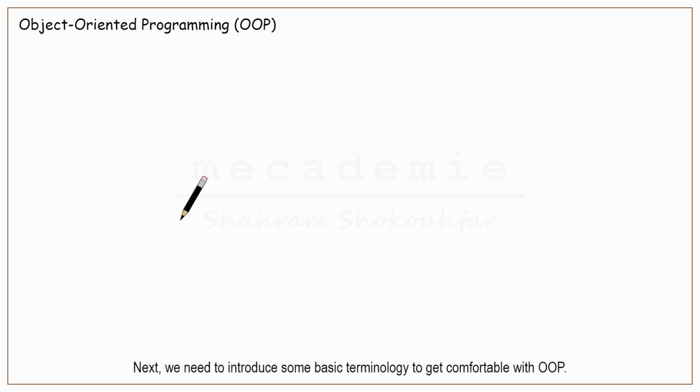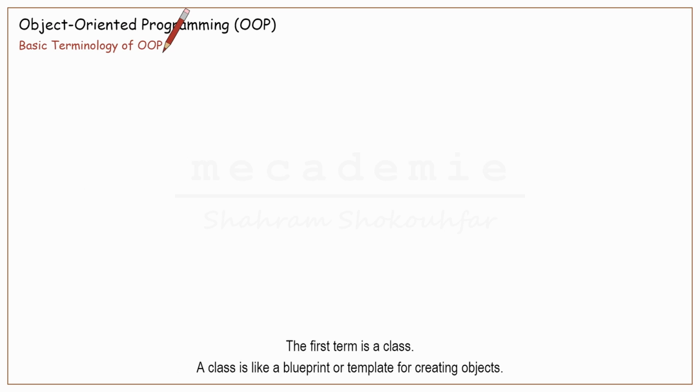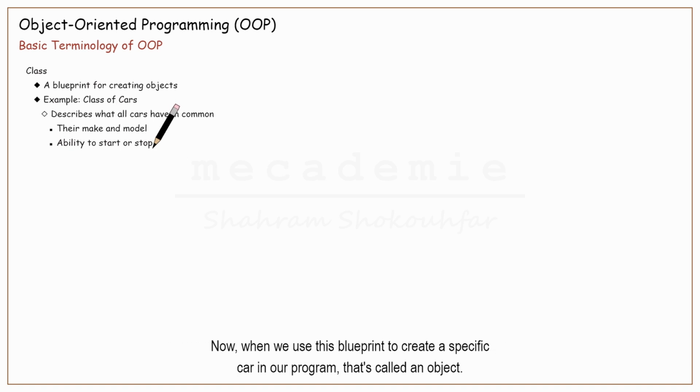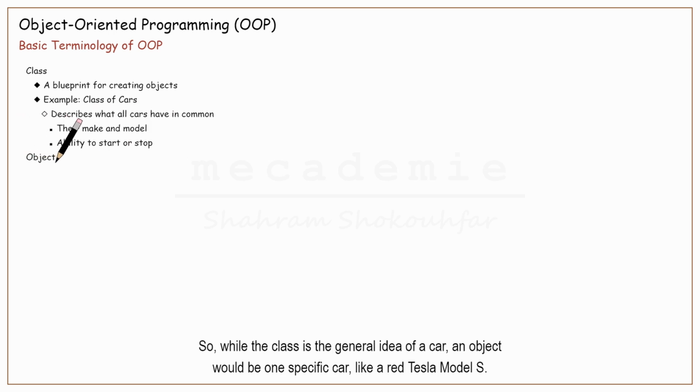Next, we need to introduce some basic terminology to get comfortable with OOP. The first term is a class. A class is like a blueprint or template for creating objects. For example, if we're working with cars, the class would describe what all cars have in common, like their make, model, and the ability to start or stop. Now, when we use this blueprint to create a specific car in our program, that's called an object.